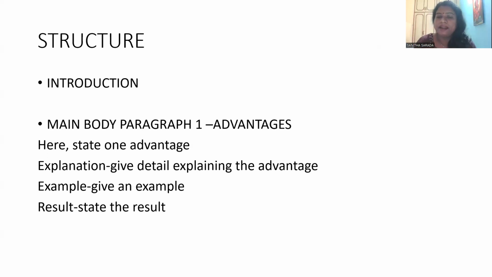In the body paragraph, first you have to write advantages. State one advantage and explain the advantage. And after that, give the example. Lastly, state the result. What is the result of this advantage? Okay, you have to write it properly.